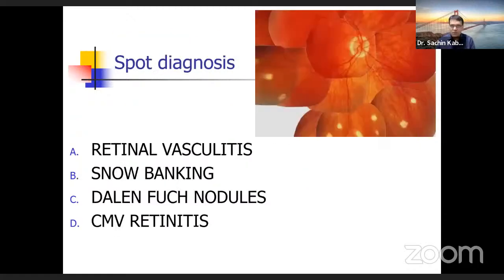I'm showing a fundus photograph. You have to spot diagnose what the yellowish lesions on the inferior and temporal retina look like. What are they? Option A is retinal vasculitis. Option B is snow banking seen in pars planitis. Option C, Dalen-Fuchs nodules seen in sympathetic ophthalmia and VKH. And option D, is it patches of CMV retinitis? It is a spot diagnosis. Your time starts now.